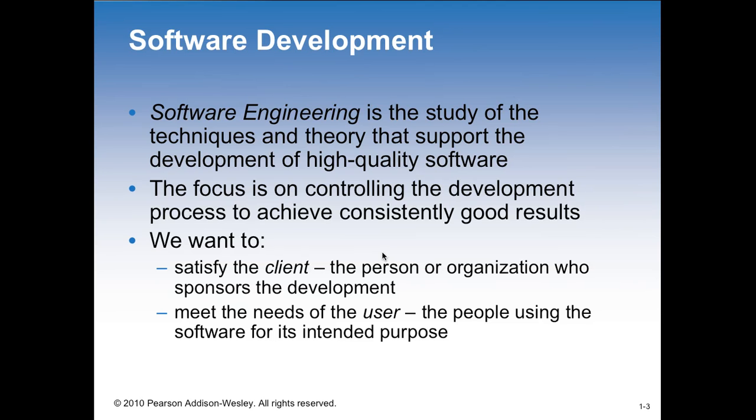It focuses on controlling the development process to achieve some sort of good results, having consistent structures used for the application. They're all using the same kinds of structures, hopefully. The best structure was selected. Why would you want to use a collection when you really want a list? Efficiency. So we want to satisfy the client, meet the needs of the user, make it run fast, make it work for its intended purpose, hopefully.